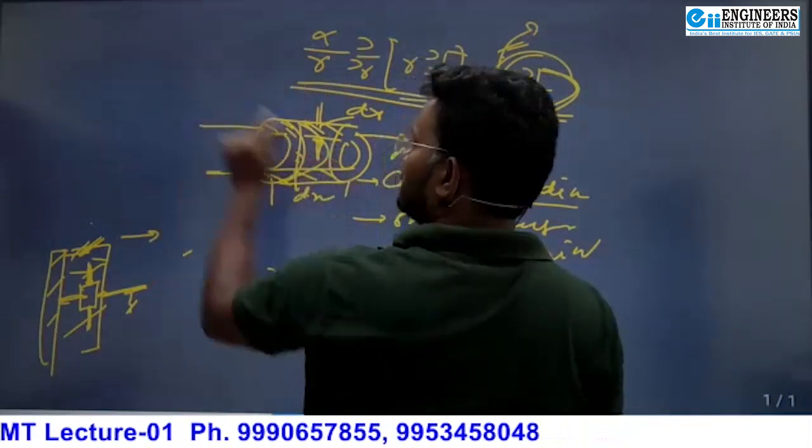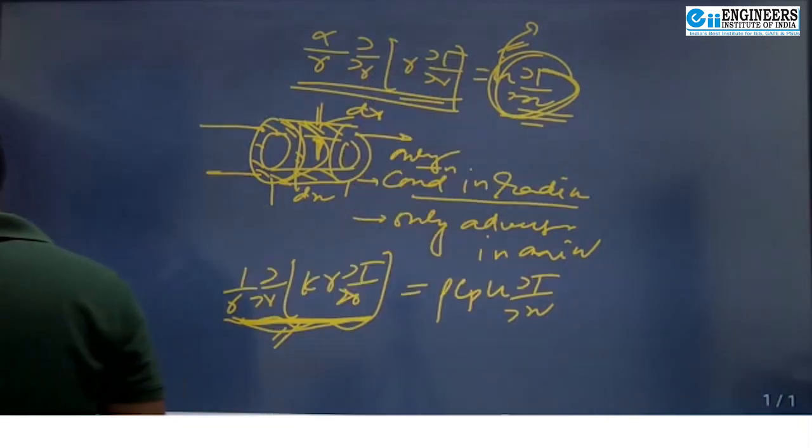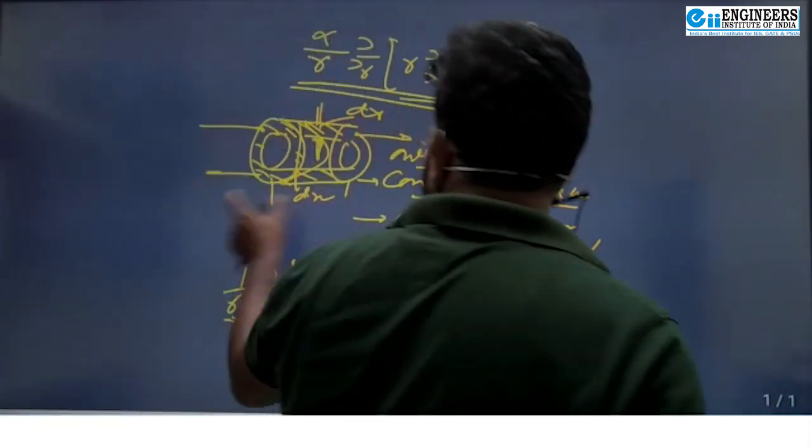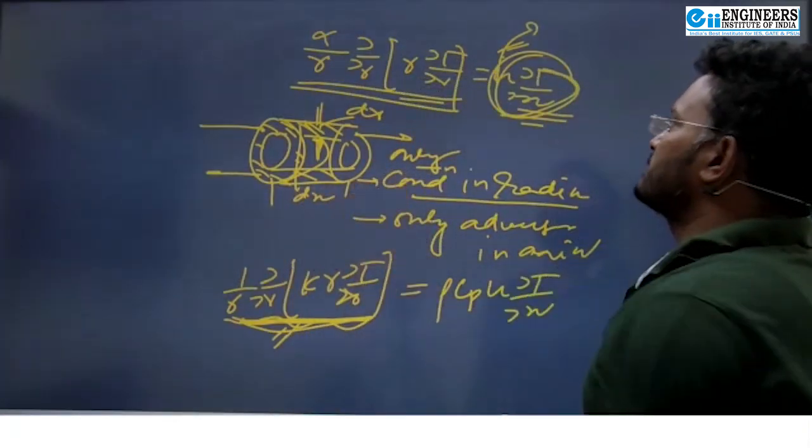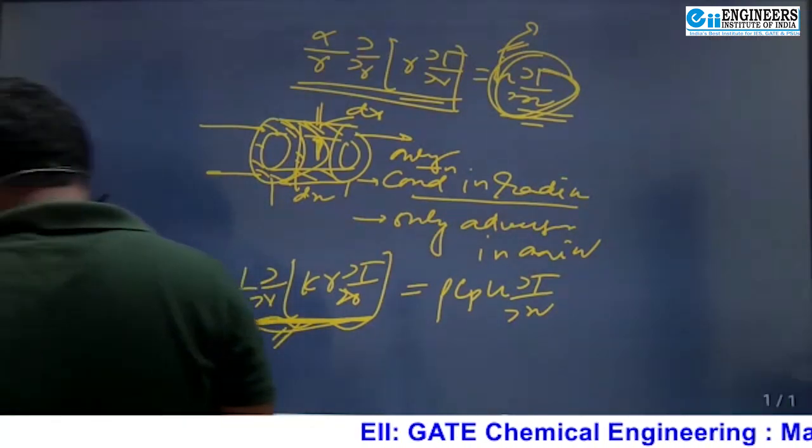Net heat transfer by conduction. This should be what? Anyone? Del T upon del X will be added. Right? Some terms like del T upon del X. What should be added? Please tell me.